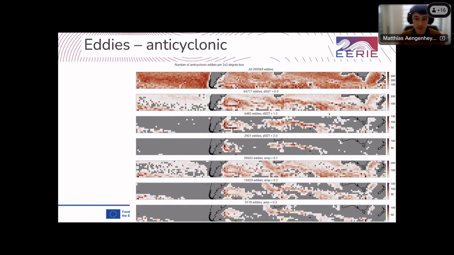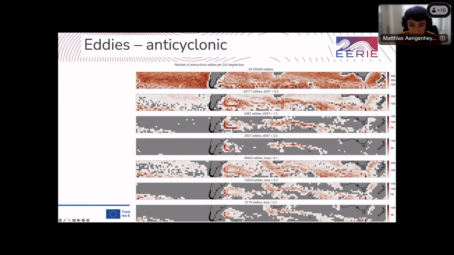First, where are those eddies, and what properties do they have? So these are anticyclonic eddies, and it looks very similar for the cyclonic eddies. On the top, I'm showing a histogram essentially of the number of eddies. So the color bar is the number of eddies in each 2 by 2 degree box. On the top, we have all 390,000 eddies and how they're distributed over the Southern Ocean. And then the following panels show subselections of these eddies, essentially looking at the strongest eddies. And I'll show you in a moment why this is relevant.